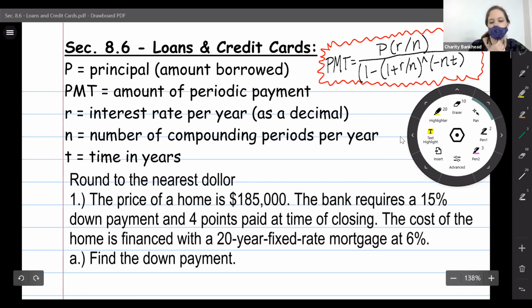And so I want to make sure that you think about which formula you need to use and during which circumstances. So like we talked about, the regular compound interest formula is one amount that's either borrowed or deposited at the beginning, and then interest just adds up, and then at the end you have a certain amount.